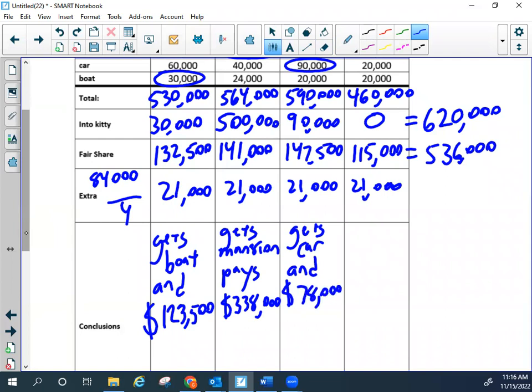Now, Harry didn't win any items, but that means he didn't put any money in the kitty. So he ultimately gets $136,000 because he didn't have to minus anything because he didn't put anything in the kitty.